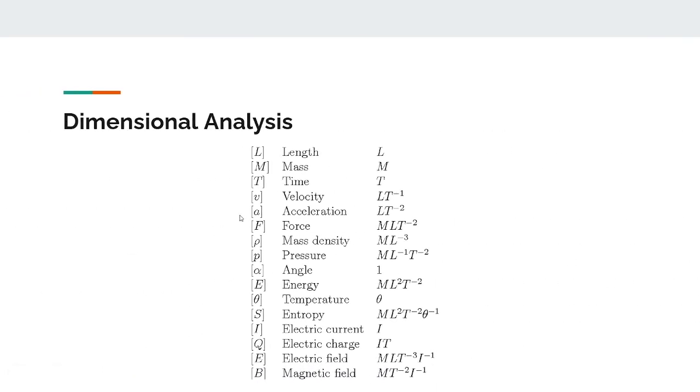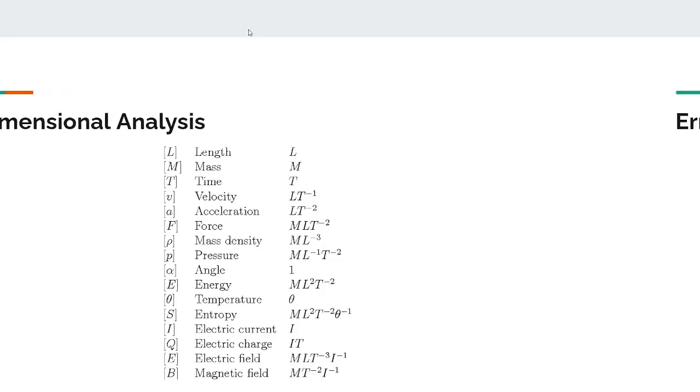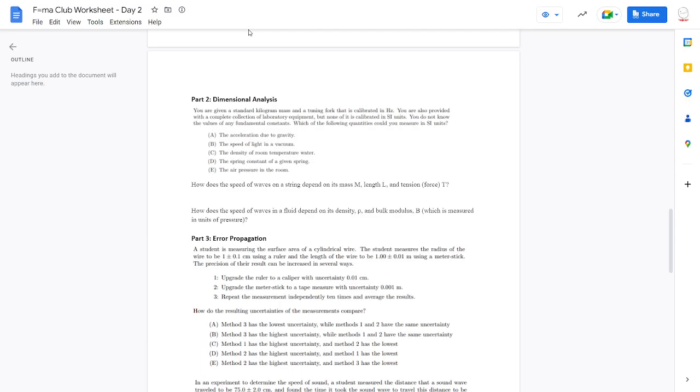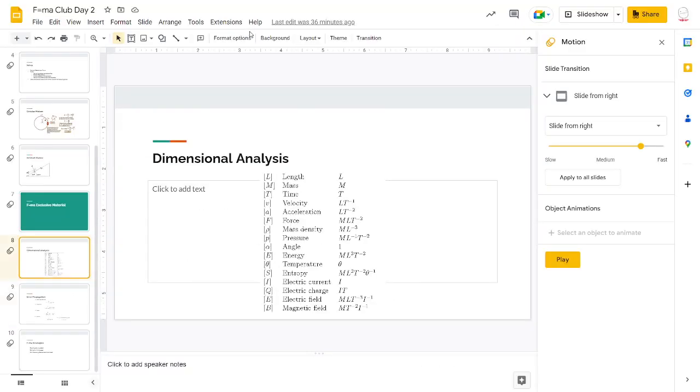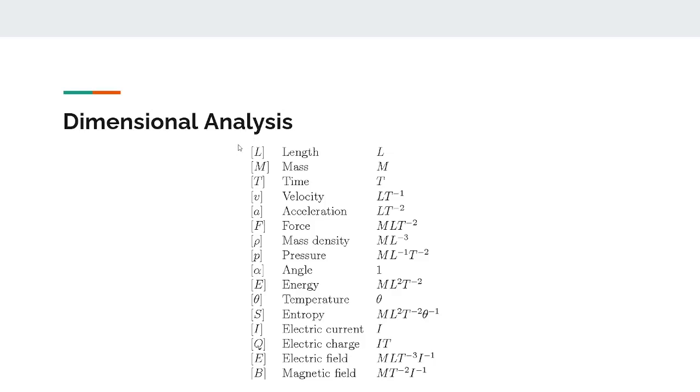Our acceleration is going to be here, and that is going to be L times T, our length times time, divided by time squared, right? The next thing that we need to find is going to be the speed of light in a vacuum. Speed of light, that's going to be a velocity measurement. Next is going to be a velocity measurement, and that's going to be L divided by T, right? A length divided by time.